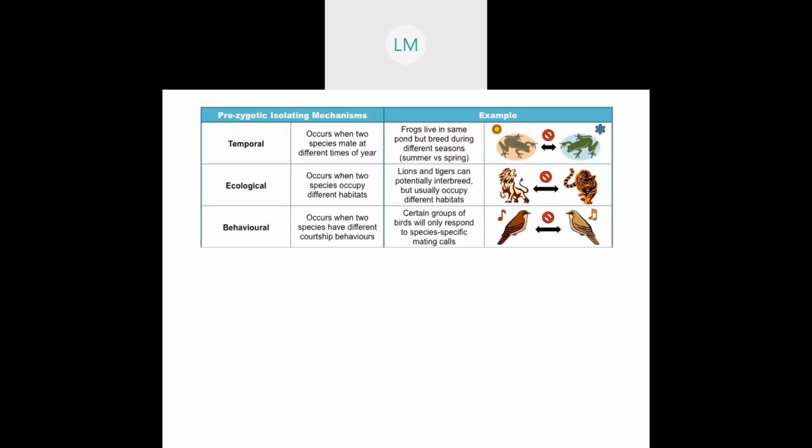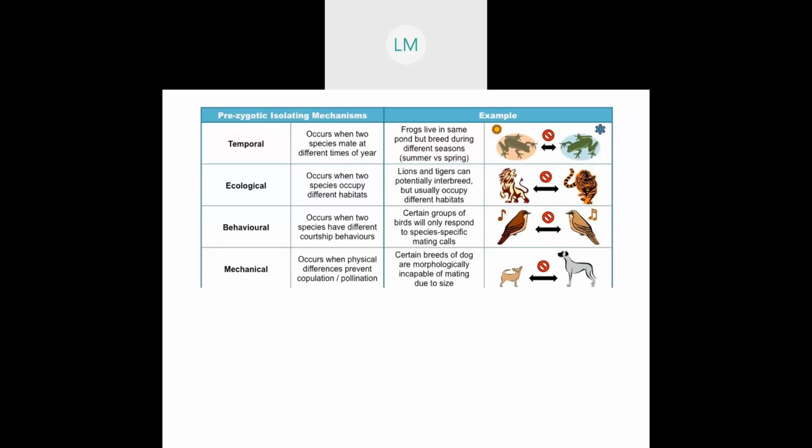And there's lots of really cool examples of behavioral isolation. You see lots of really elaborate mating behaviors. Like in the Galapagos, there's a species of bird called the blue-footed booby that does this really cool mating dance. And that's sort of a behavioral isolating mechanism because not every type of bird is going to respond to that dance.